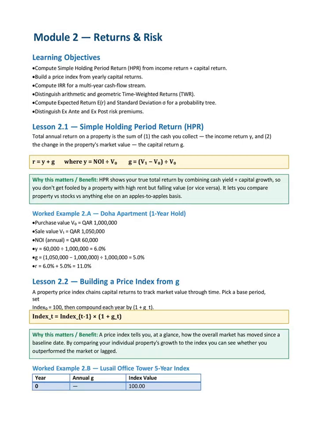This page is Module 2, Returns and Risk. Learning objectives include computing simple and compound returns, building a price index, and decomposing total return. Lesson 2.1, The Simple Holding Period Return Formula. Total return equals income return plus capital return. A worked example computes a 1-year apartment return. Then Lesson 2.2 builds a price index from the growth rate, with another worked example. This is how you measure historical performance.